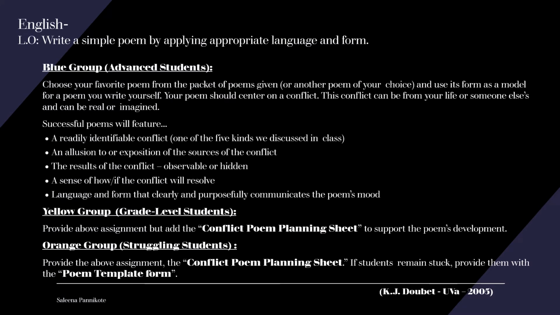This is an example of an English lesson where students are expected to write a simple poem by applying appropriate language and form. In this lesson, although the complexity of the task is the same for all students, a scaffolding technique is used to support the grade level and struggling students. While advanced level students are expected to complete the task without much support, the grade level students are provided with a poem planning sheet to support the poem's development. Moreover, the struggling students are further supported with a poem template form to help achieve the intended learning outcome.